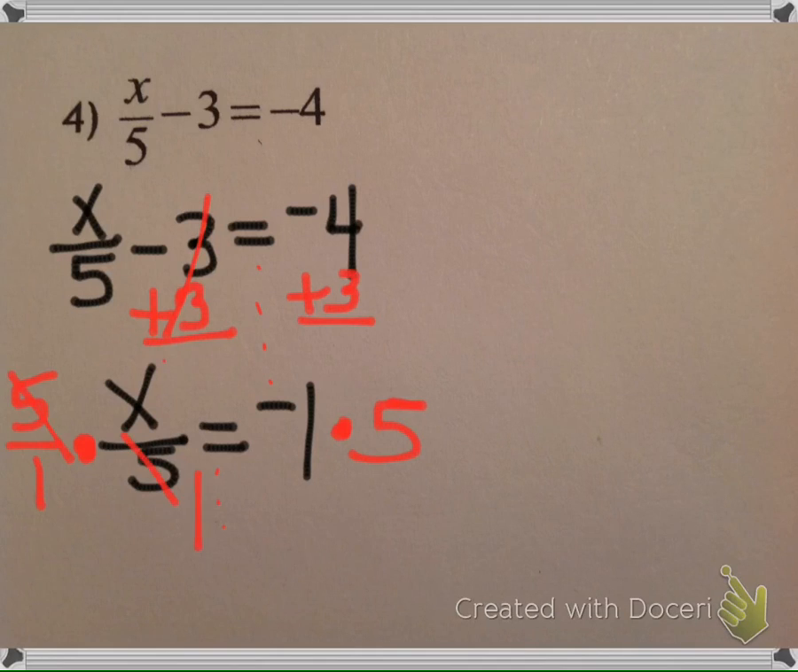These 5s will cross cancel out and give me 1, so I'm left with 1x, or just x, equals -5.